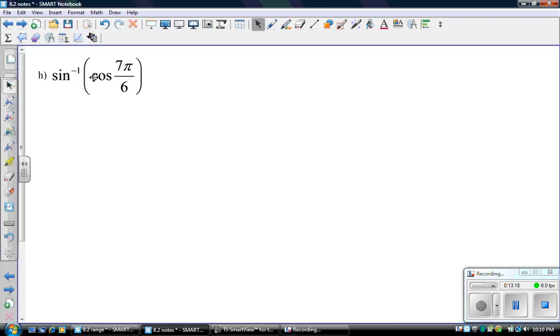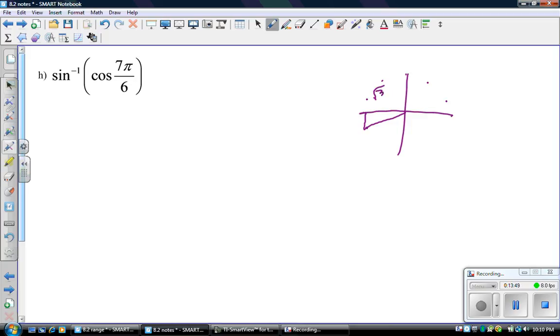Same concept on this one. This is what we did way back in November. We've been doing it since. So I just got to go, okay, where's 7 pi over 6? That would be 1, 6, 2, 6, 3, 6, 4, 6, 5, 6, 6, 7 pi over 6. So it's a 30-degree reference down here. The adjacent, since it's a cosine problem, the adjacent is the root 3 over 2.